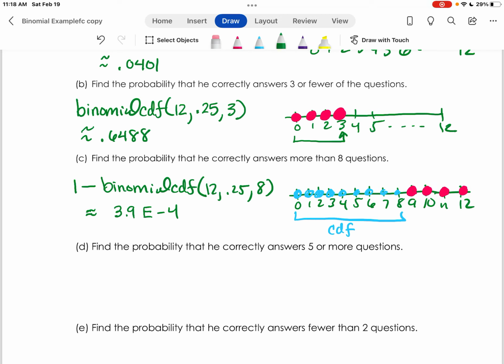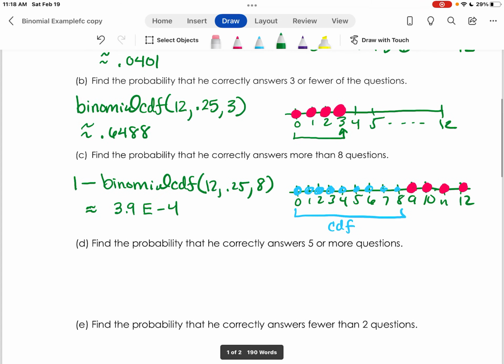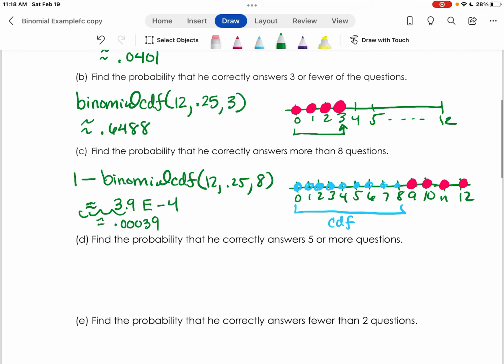But when we write this in standard form instead of scientific notation, that means we have to move the decimal place over 4 places. So that will give us 0.0003 9 when I take this and I move it 4 places this way. And if we round it to 4 places, that will be 0.0004.